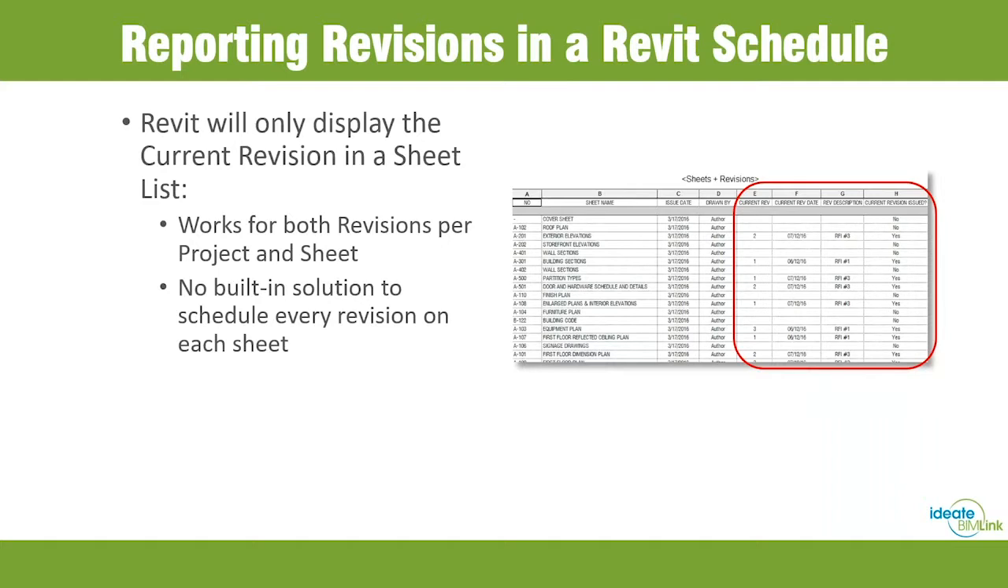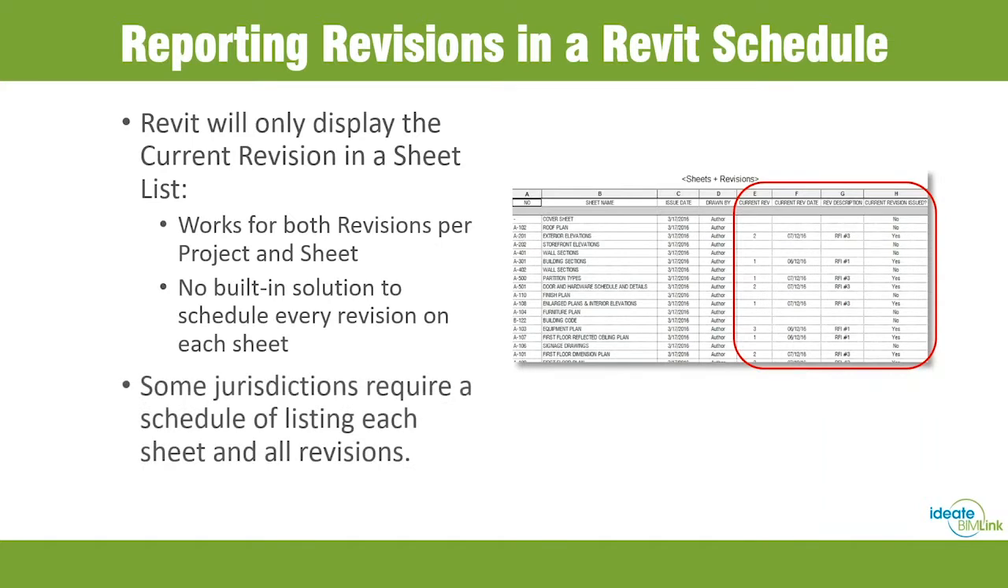Revit only allows you to show the fifth one, which is the last one, the current one, but that doesn't work for everyone. In many cases, you have to show the list of all of the revisions on the sheet. So that's what we're going to set up here. We have an Excel file that's going to help you with that. But before we do that, I want to talk just a little bit about the process of revisions.